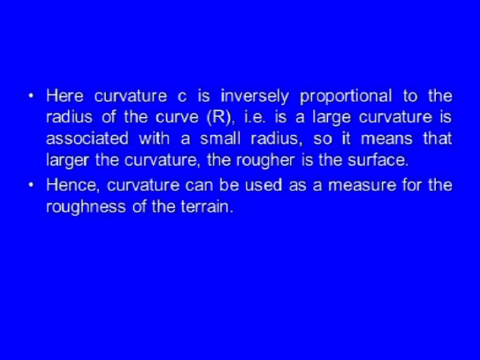So, it means that the larger the curvature, the rougher is the surface. Hence, curvature can be used as a measure for the roughness of the terrain. The next numeric descriptor is slope, relief and wavelength.